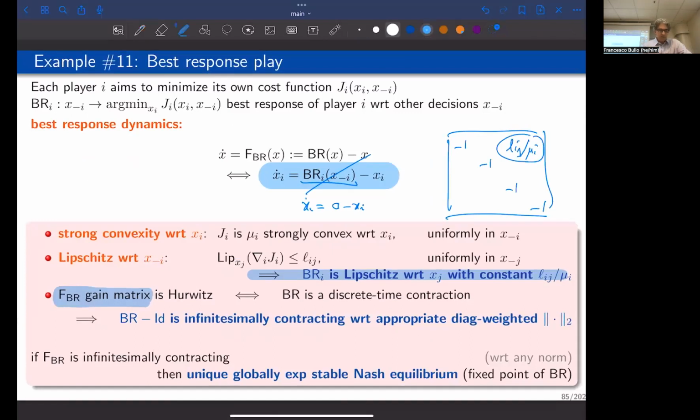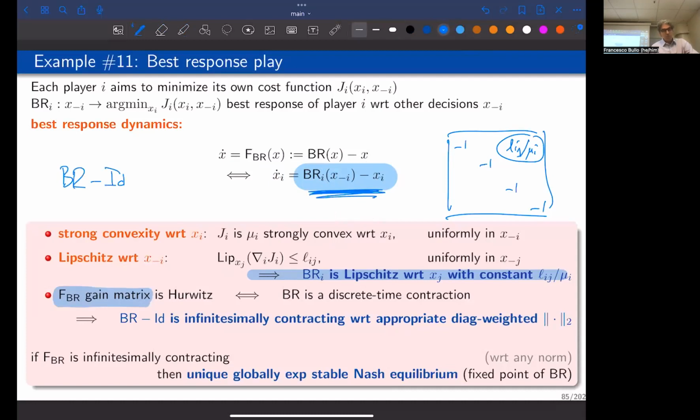But the result is that the dynamics, by the way, is called best response, but the dynamics is not the best response map, it's the best response minus identity map. So here you read it off. The vector field, best response minus identity, is infinitesimally contracting with respect to the same norm as before.